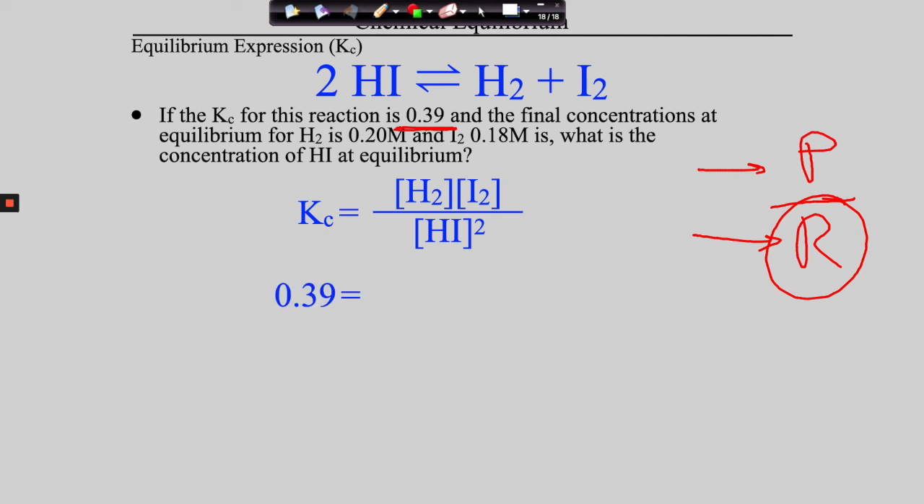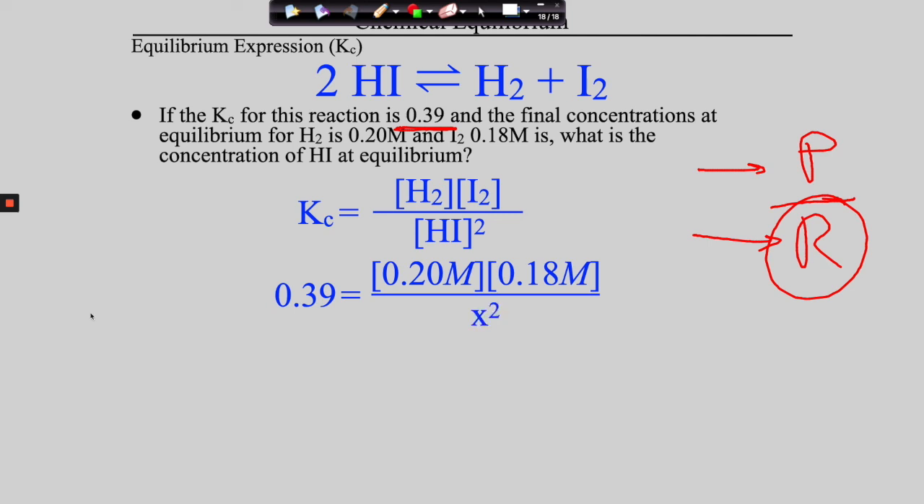So guys, moving along then, let's plug in our numbers. So Kc is 0.39. And then guys, you'll notice that we've got the concentration of H2 and the concentration of I2. Those are 0.2 and 0.18. Now, our denominator is the concentration of HI. But you'll notice the last part of the sentence says, what is the concentration of HI? That's our X.